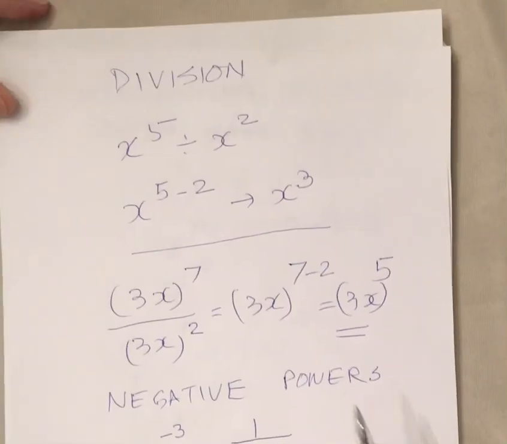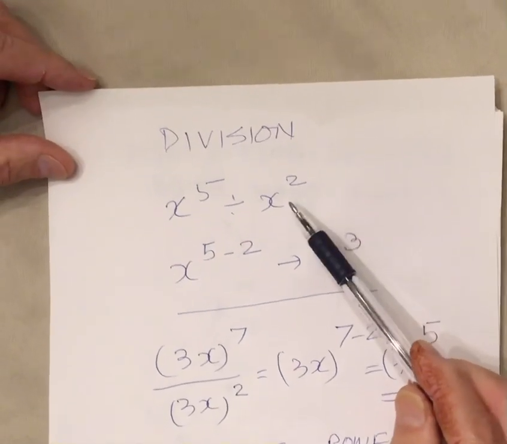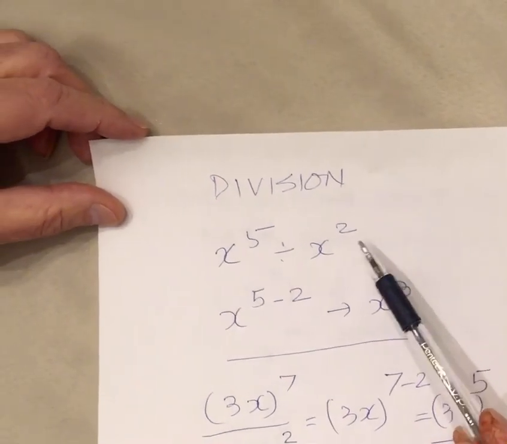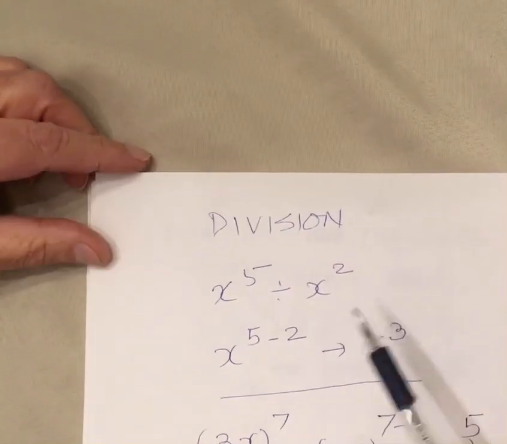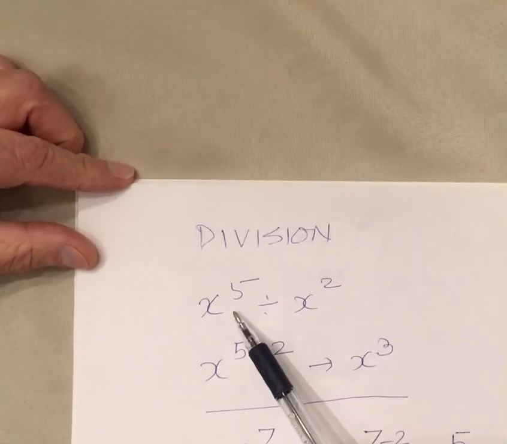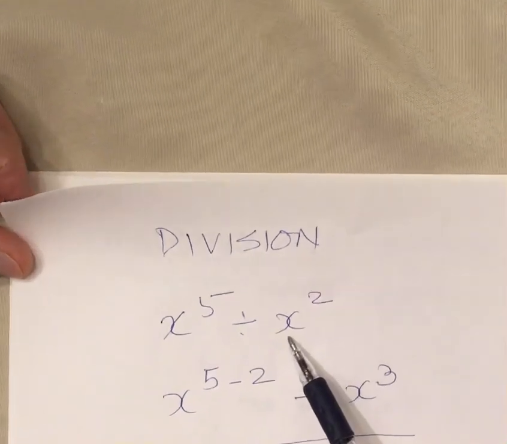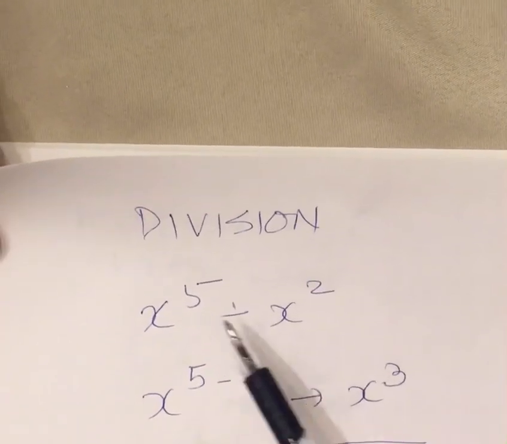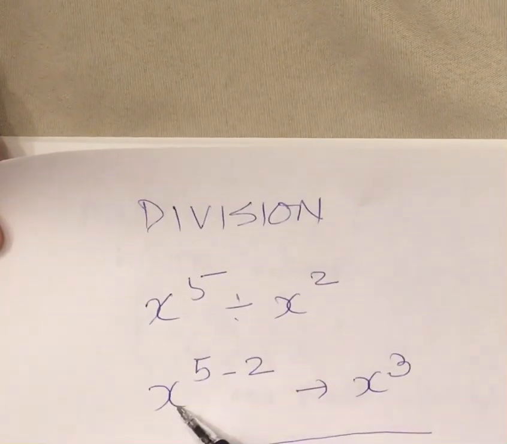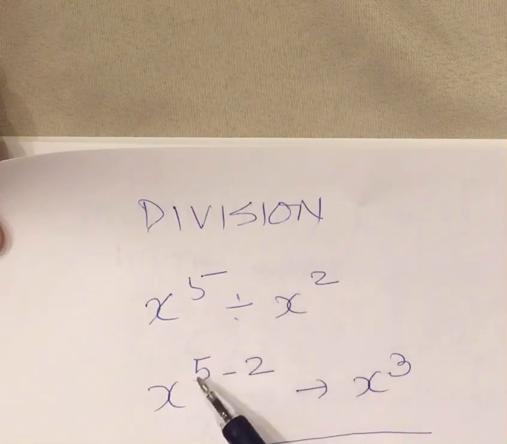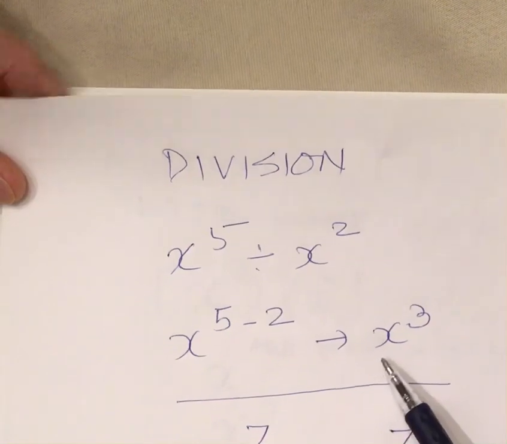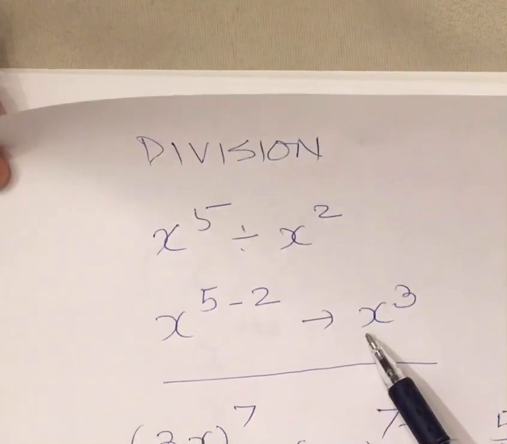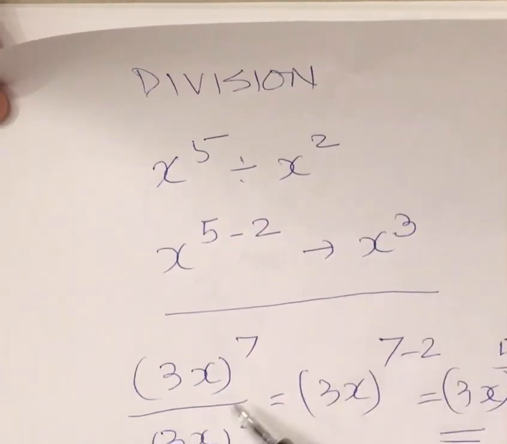Now look at the next topic, how to divide. When we divide, we subtract the powers. Say, for example, you have x to the power 5 divided by x to the power 2. So we write down the base x and the power 5 minus 2. We're doing the subtraction of powers. So finally, the answer is x to the power 3.